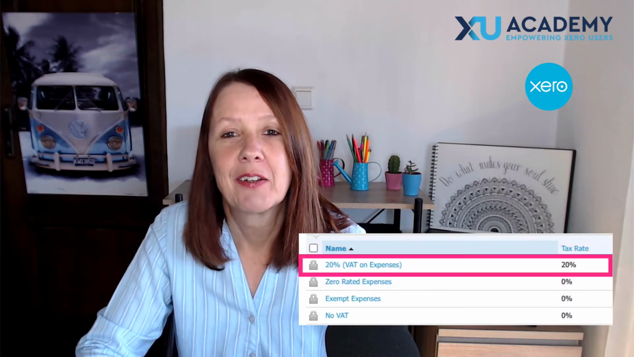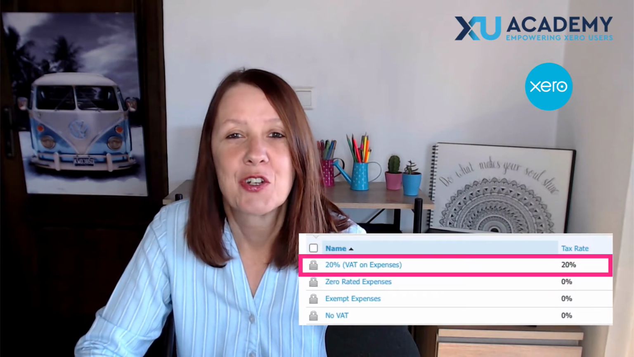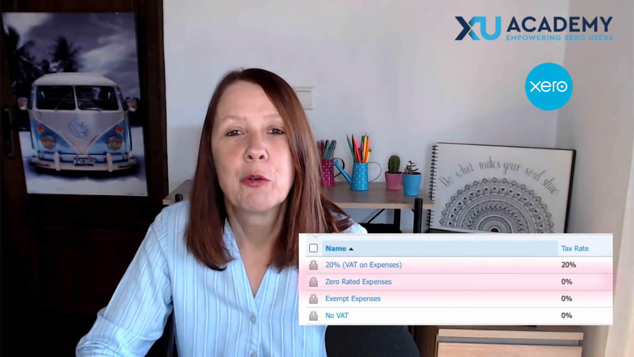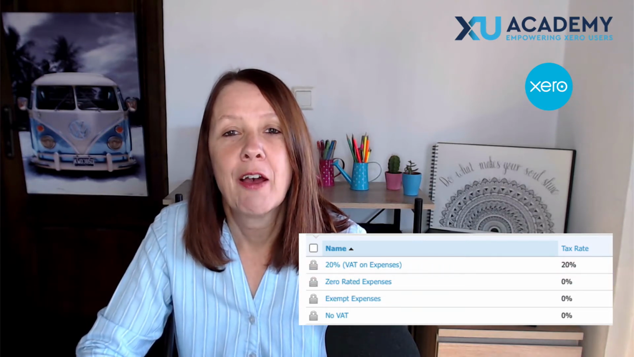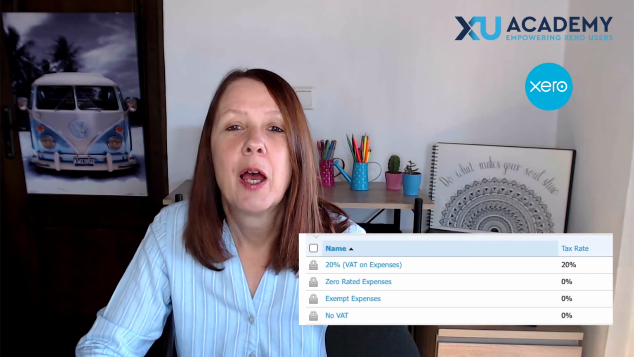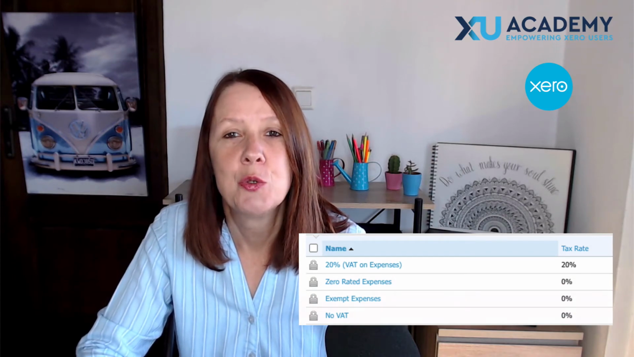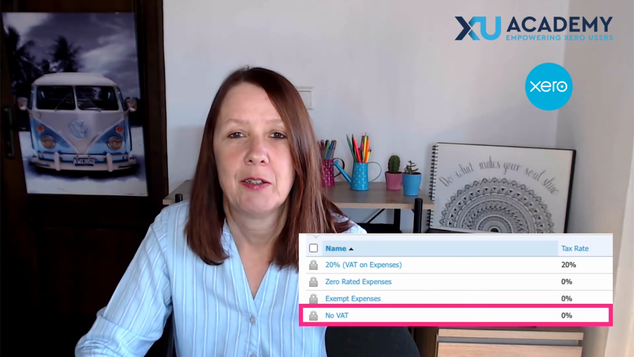So what are the VAT rates that we have in Xero when we're talking about purchases? Well, we have 20% VAT on expenses, fairly straightforward. We have zero rated expenses. We have exempt expenses, and we also have the option to choose no VAT.